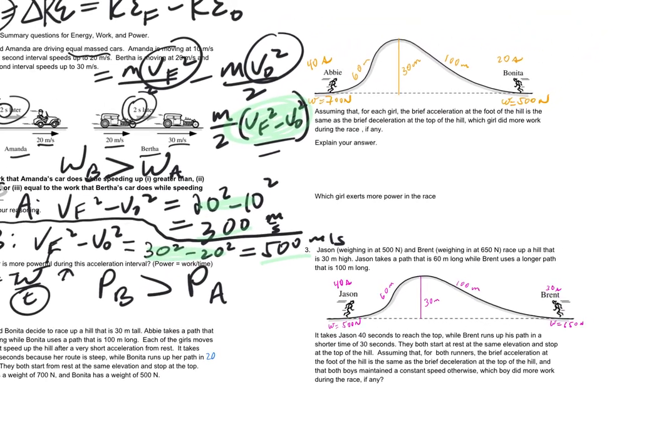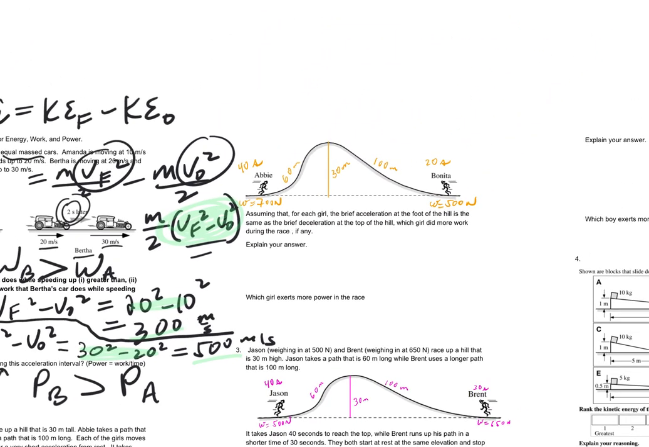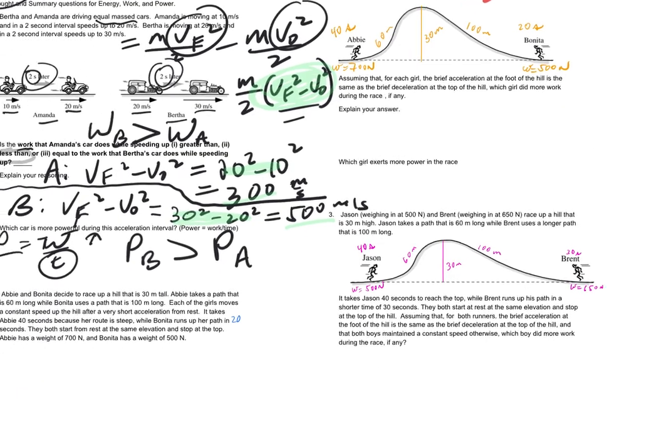Okay, so for this next problem, I put all the information on the picture here. Which girl did more work to go up to the top of the hill? They both started at the same level, right? So work in this case, the work is the change in energy in all cases, but in this case, it'd be the change in GPE. We're assuming that the girls go up at constant speed.